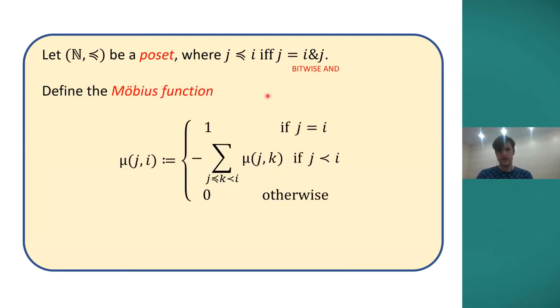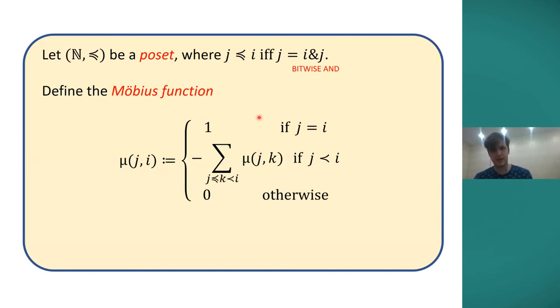And now we're going to define the Möbius function of two variables. Basically, since we have a poset, we can define this Möbius function in a recursive way. So basically, if the two arguments are the same, then it's one. If j is smaller than i by the partial order, then it's defined as this sum. In all other cases, it's zero.